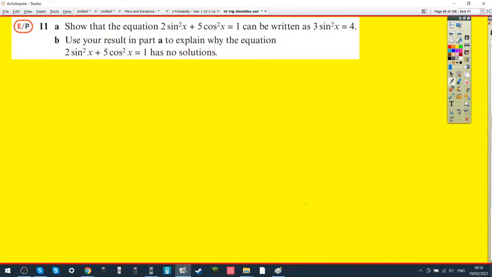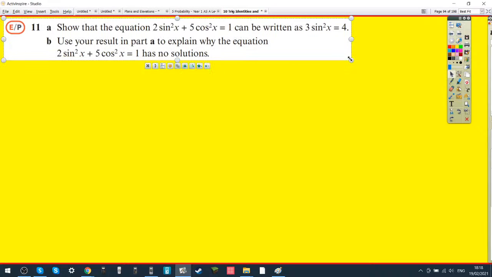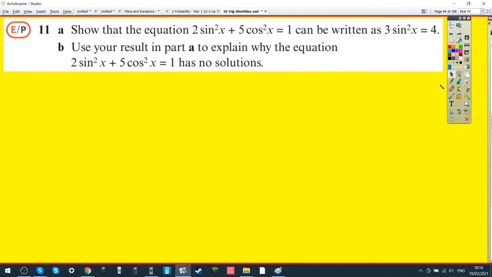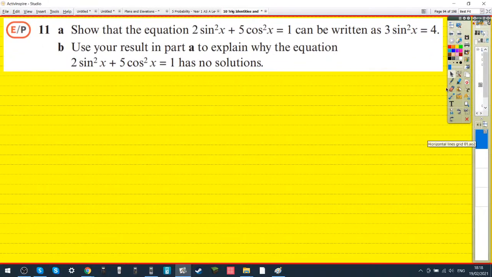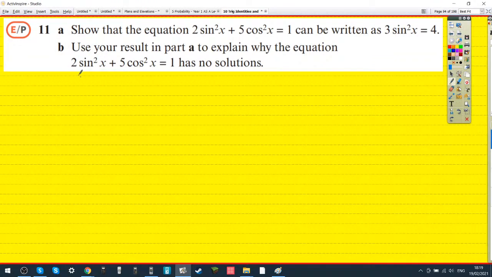So this one's very similar. You can see how similar it is. Use the result in part A to explain why the equation has no solutions. Alright, so let's try solving this. So we can skip part A and just go straight to part B. Still need to solve that. Yeah, so how do we solve it?